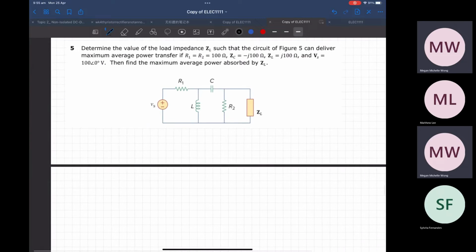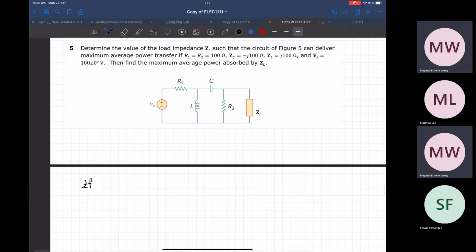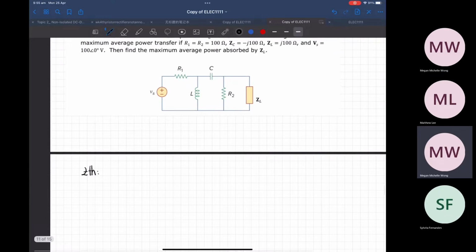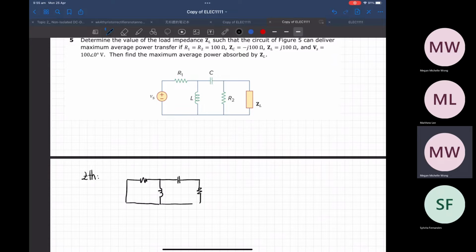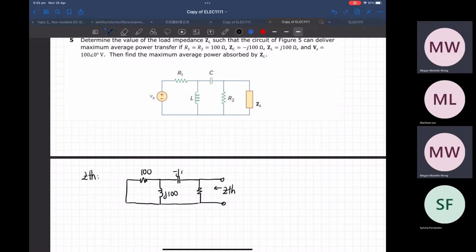So first thing first, I need to calculate my Z Thevenin. So my Z Thevenin would be this. I short circuit my input source, my capacitor, and then my Z Thevenin. What is my R1? This is 100, this is j100, this is minus j100, and this is 100.